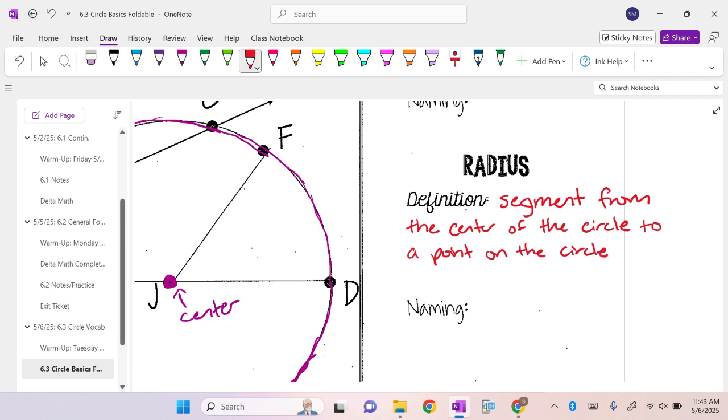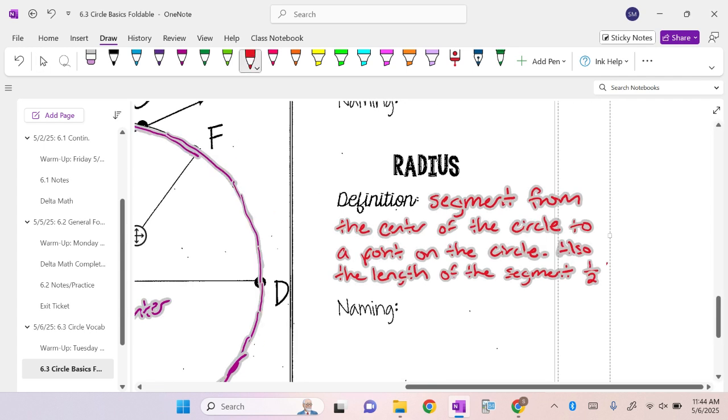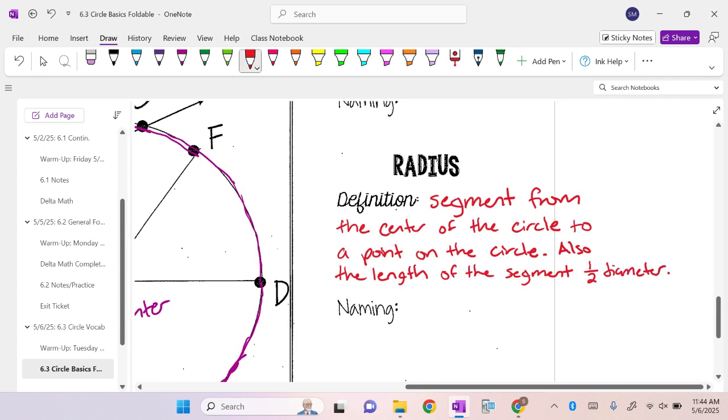All right. Also, the length of the segment is 1/2 the diameter, which we'll talk about in just a second. So essentially, as long as it's a segment that starts at the center of the circle and ends on the circle, it's considered a radius or a radii if we're talking plural.